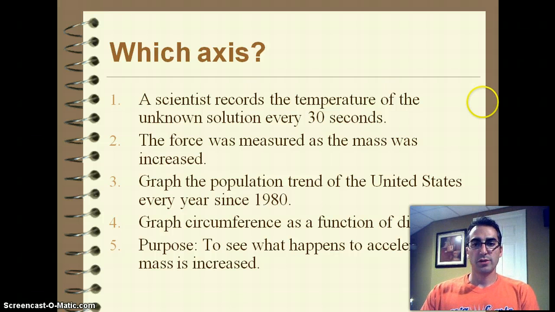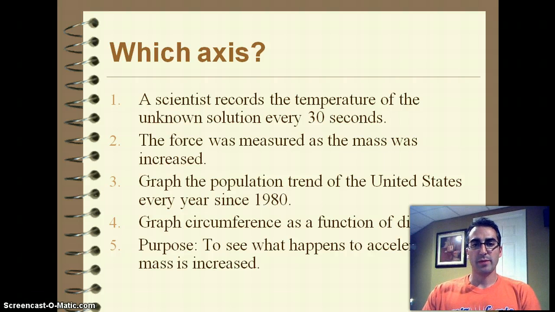The force was measured as the mass was increased. Well, what did we measure? We measured force, so that's the dependent variable. The independent variable is what we purposely did as the experimenter. What did we do? We increased the mass. And it was probably a set amount that we increased the mass.